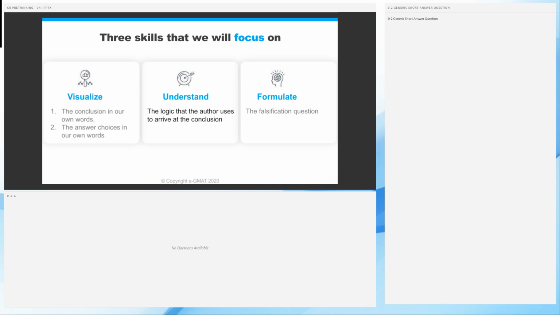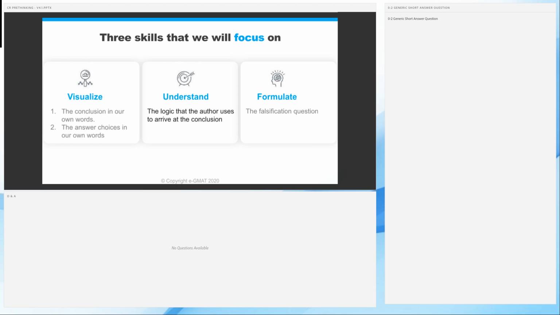Again, in the answer choices, the author will try and bring in information that may seem relevant to you, but when you look at the logic of the argument, it would not be relevant. And that's where, if you focus on the pre-thinking process, you'd be able to reject those answer choices fairly easily.